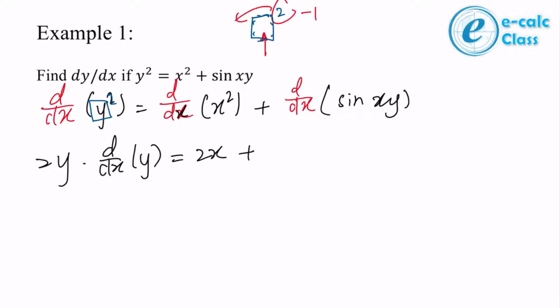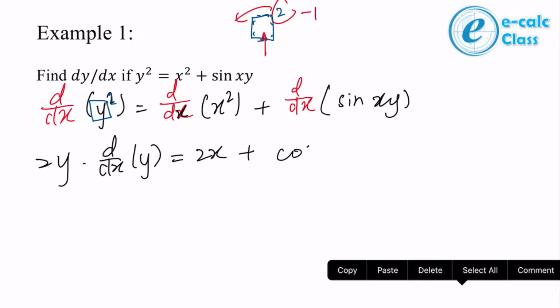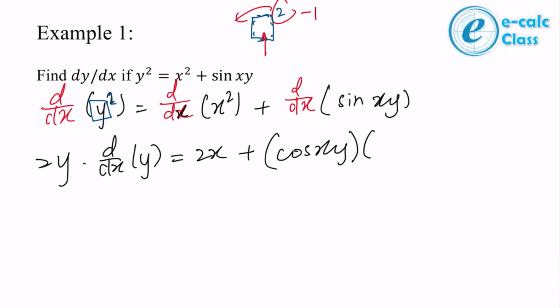It's again chain rule, right? You differentiate the outside function. The outside function would be cos xy times, you differentiate the inside, which is a product rule. Am I right? It's a product rule. So you copy the first function, differentiate the second function.